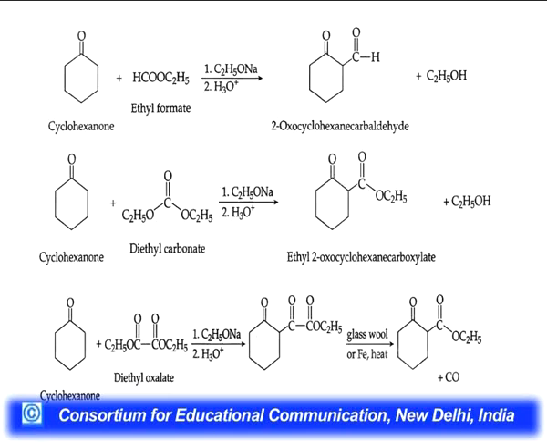Few examples are there. Cyclohexanone when reacted with ethyl formate will give you 2-oxocyclohexane carbaldehyde, that is aldehyde and ketone. Cyclohexanone when reacted with diethyl carbonate, one ketone and one ester, will give you ethyl 2-oxocyclohexane carboxylate. Cyclohexanone when reacted with diethyl oxalate, you can see the structure of the product, that is ethyl 2-oxocyclohexane carboxylate.